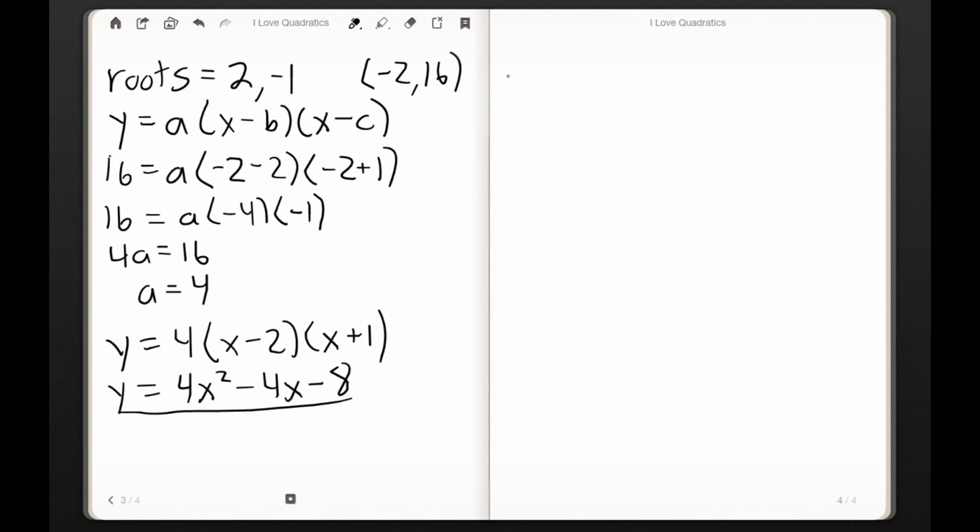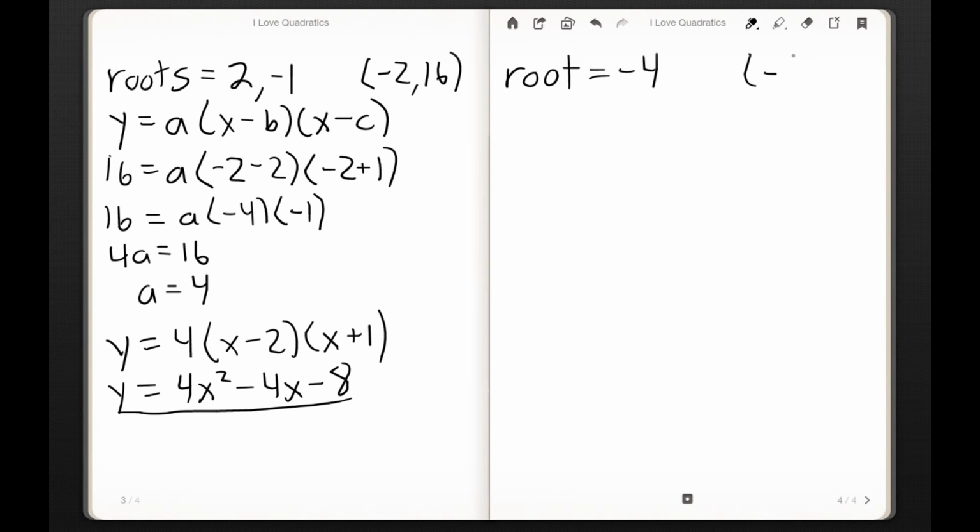Okay, now we're going to do a different kind of parabola. We're going to do a parabola that only has one root, and that one root is negative 4. And we know that it passes through (-7, 3).